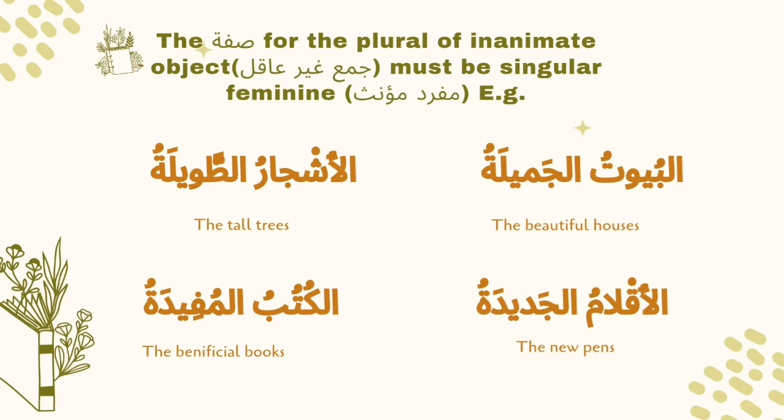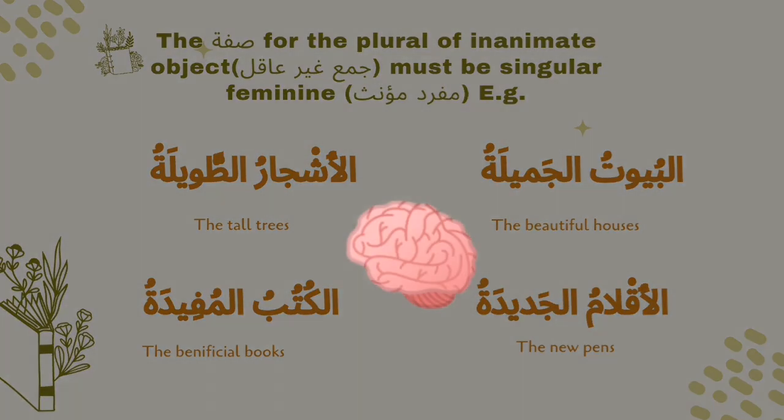الأقلام الجديدة, the new pens. الأشجار الطويلة, the tall trees. الكتب المفيدة, the beneficial books. غير عاقل means those that do not have minds.